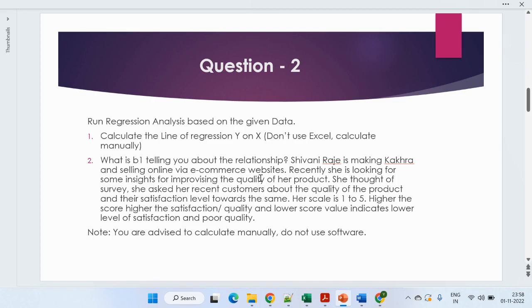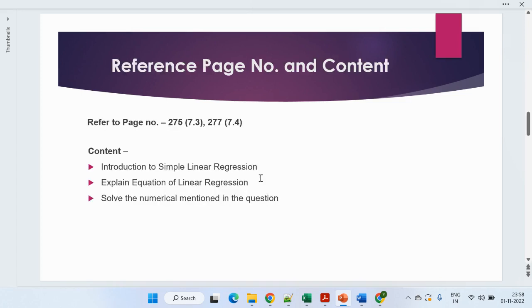Shivani Raje is making khakra and selling it online via e-commerce websites. Recently, she is looking for some insights for improvising the quality of her product. She thought of the survey, so she asked her recent customers to scale the quality of the product based on their satisfaction level towards the same. Scale is 1 to 5. Higher the score, the higher the satisfaction level. Lower the score, lower the satisfaction level, and the poorer the quality. Right.